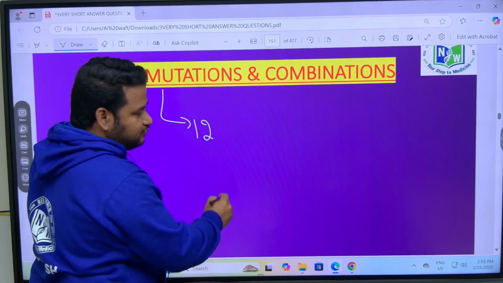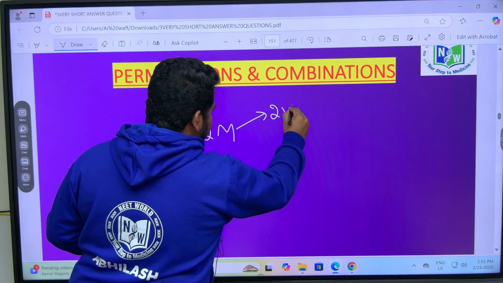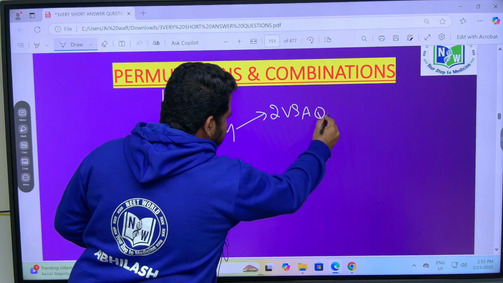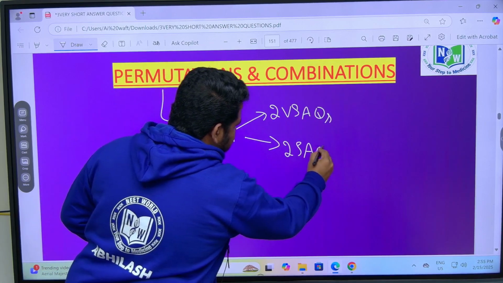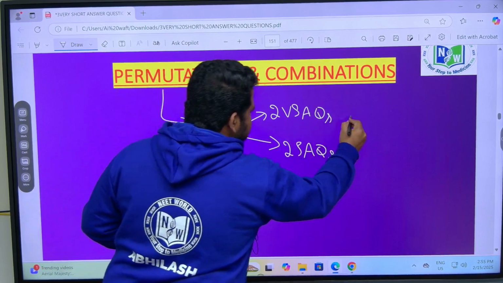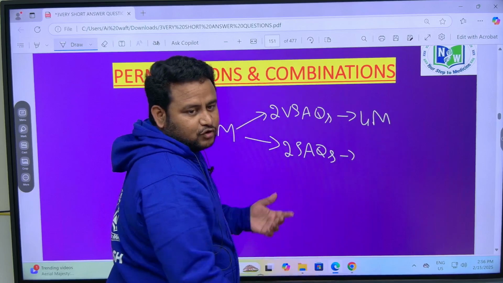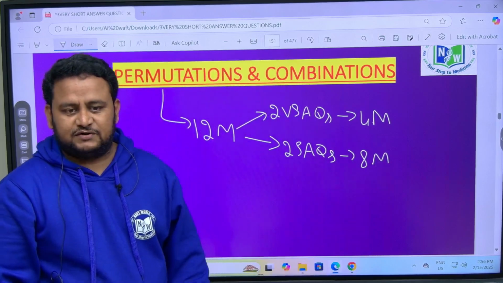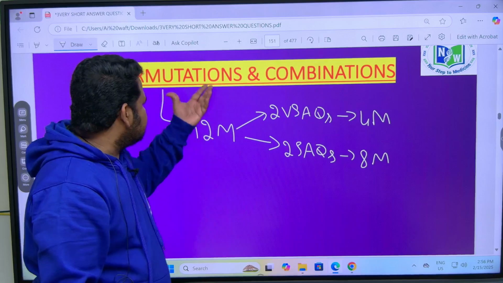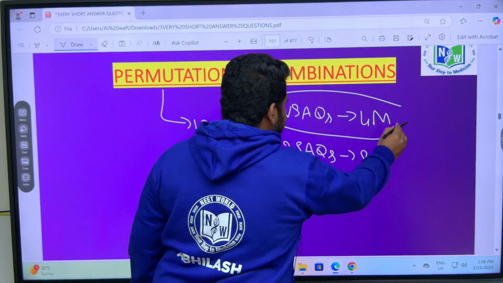When it comes to permutation and combination, the total amount of marks allotted for this chapter is 12 marks. Okay. So we are having two VSAQs and two SAQs. The VSAQs carry 2 into 2, that is 4 marks, and the SAQs carry 2 into 4 marks, that is 8 marks. Got it, friends? So this is about the marks weightage. We will be dealing with VSAQs today.